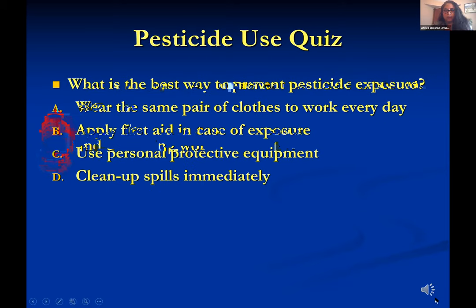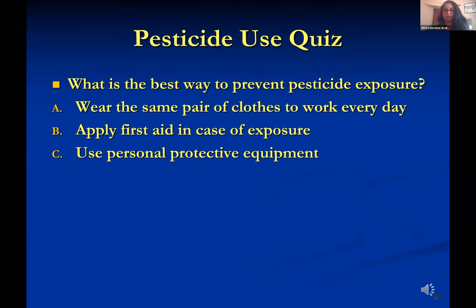Next question. What is the best way to prevent pesticide exposure? A, wear the same pair of clothes to work every day. B, apply first aid in case of exposure. C, use personal protective equipment. Or D, clean up spills immediately. And the answer is C. The most effective way to prevent pesticide exposure is by ensuring that the workers adhere to proper PPE depending on the exposure and toxicity of the chemicals. Good job, guys.